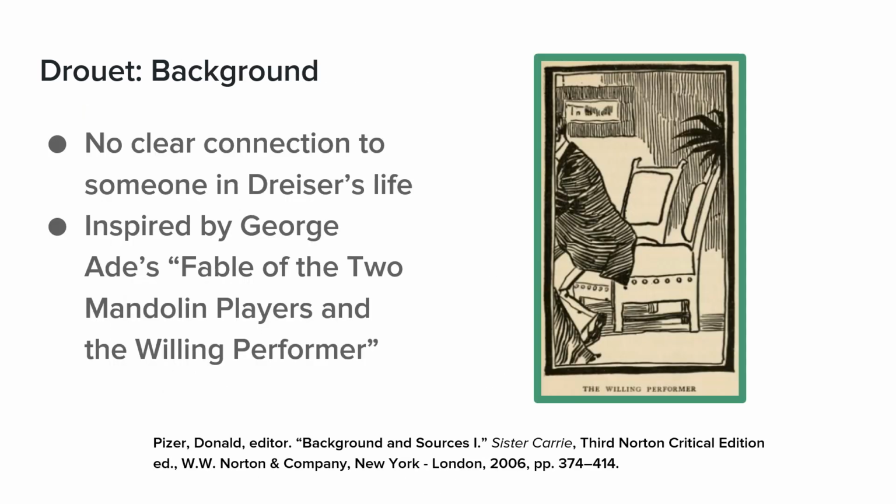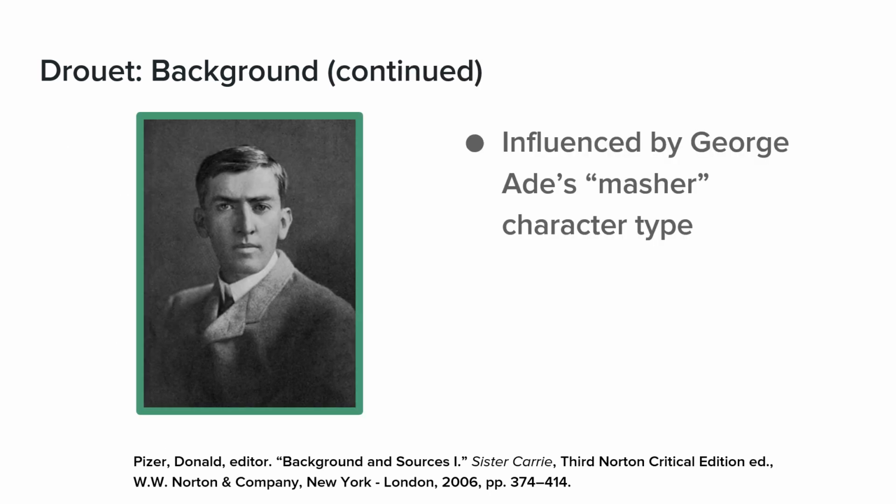Unlike Carrie and Hurstwood, Drouet's character does not appear to have a clear connection to anyone in Dreiser's life. However, Dreiser takes inspiration from author George Ade's story The Fable of the Two Mandolin Players and the Willing Performer. In fact, Dreiser included in his manuscript, quote, "a number of sentences taken verbatim from Ade's description of the willing performer." Also, Dreiser seemed to take influence from the "masher" character type found in Ade's work. For instance, in chapter 1, Dreiser uses "George Ade's description of the masher type." Clearly, Dreiser was very inspired by Ade.